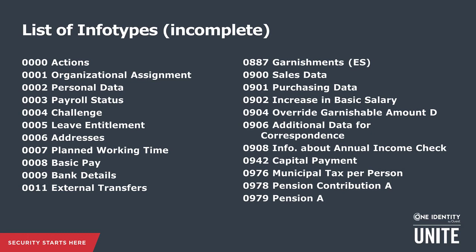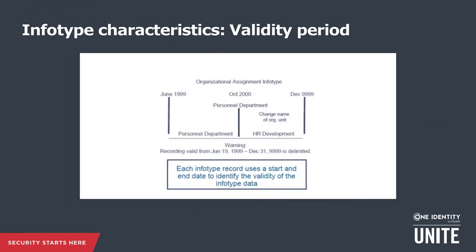Now, as explained previously, the info types contain the current and all previous entries about an employee. Each info type record contains a validity start and a validity end date. In this example, the employee has two records in the organizational assignment info type. This is the info type 001. The first organizational assignment record starts in June 1999 and ends in October 2000. And the second record starts in October 2000 and ends on December 31st, 9999.